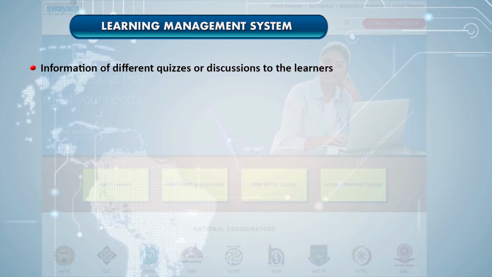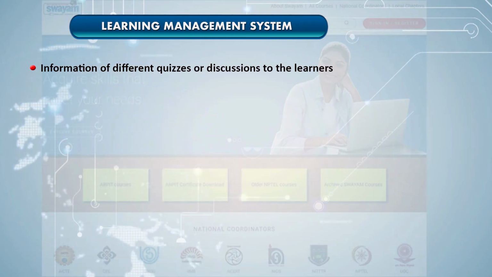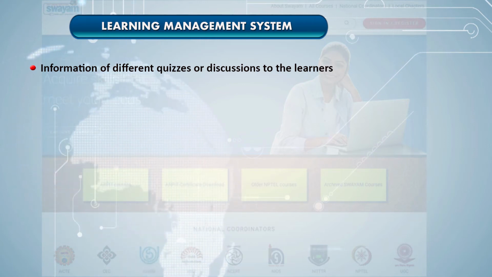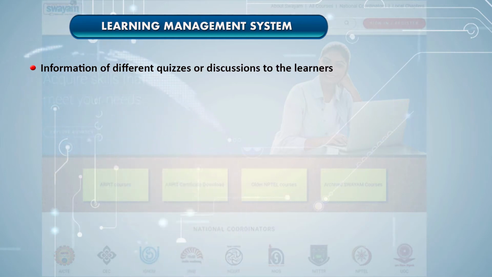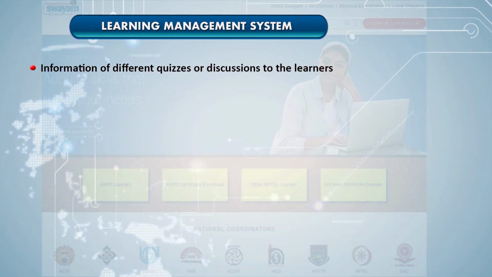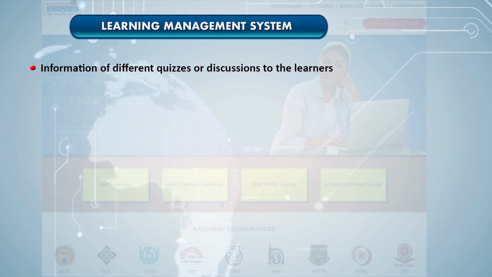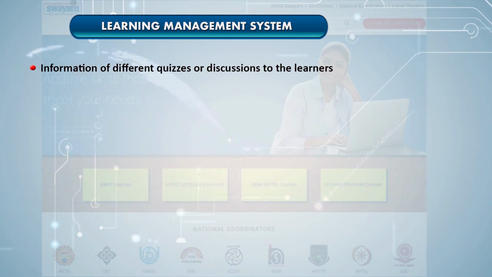All right. Then information of different quizzes or discussions to the learner. So that is also communicated, and they are also recorded. So where are those quizzes, when you are supposed to take them, right? And in many discussion forums we can create questions, we can discuss certain questions, right? So that is the way this learning management system helps us in that direction.